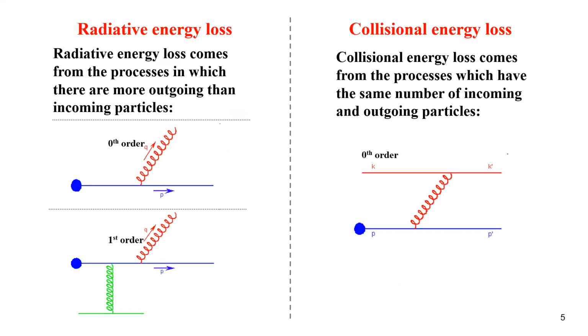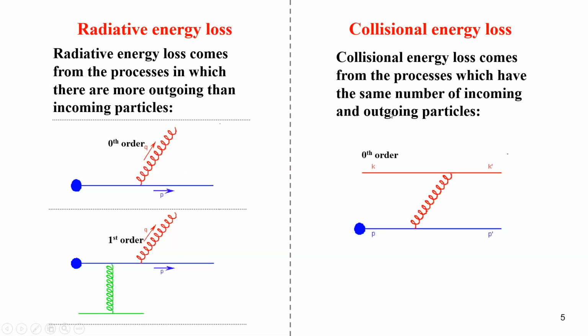Okay, so I will first concentrate on the energy loss in quark-gluon plasma and our development of the dynamical energy loss formalism. In general, there are two types of energy loss in quark-gluon plasma. The first one is radiative energy loss, and the second one is collisional energy loss. In the simplest way to distinguish them, we can say that radiative energy losses come from processes in which there are more outgoing than incoming particles. That is, as an outcome of the radiative energy loss, additional radiation of gluons occurs.